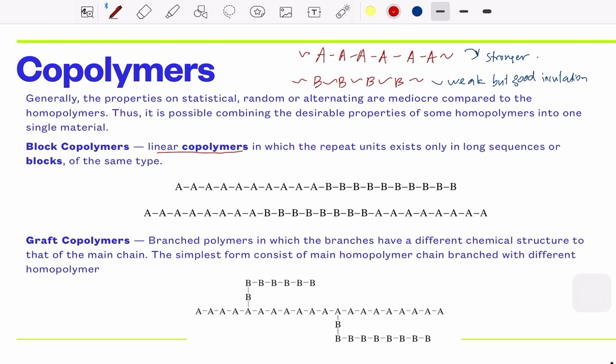And then graft. So it is a branched polymer. The difference is this main structure is one single monomer, while the branch is another one. So it's like A, and then the branch is B. Okay. So perhaps this is a good choice if we could graft B onto A and make it strong but with good insulation. So we could have a graft copolymer.